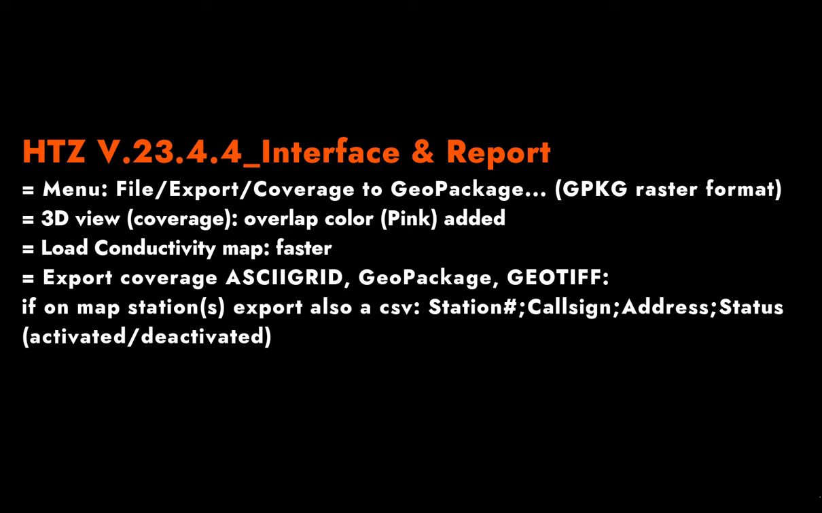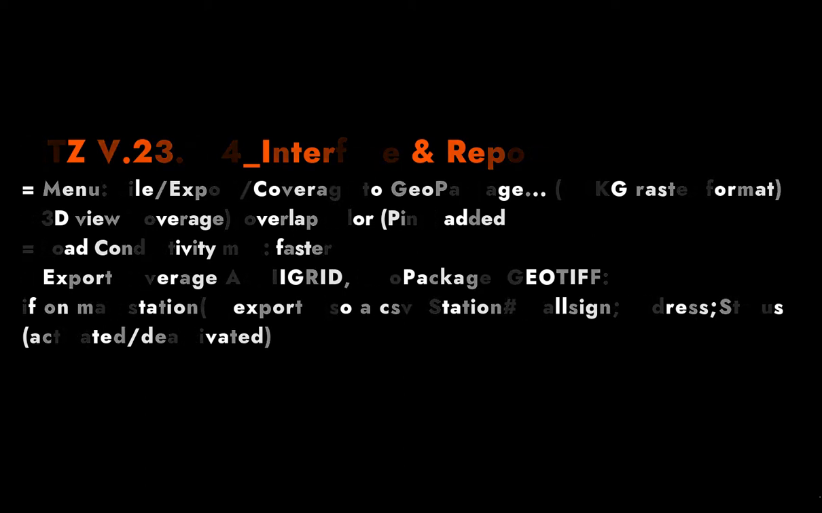Export coverage, this could be interesting. When you export coverage, a result of any kind that is displayed on the map, either in ASCII grid, geo package, or geotiff, and if you have stations on the map, we have added a CSV file containing this information: the station number, the call sign address, and the status if the station is activated or deactivated.